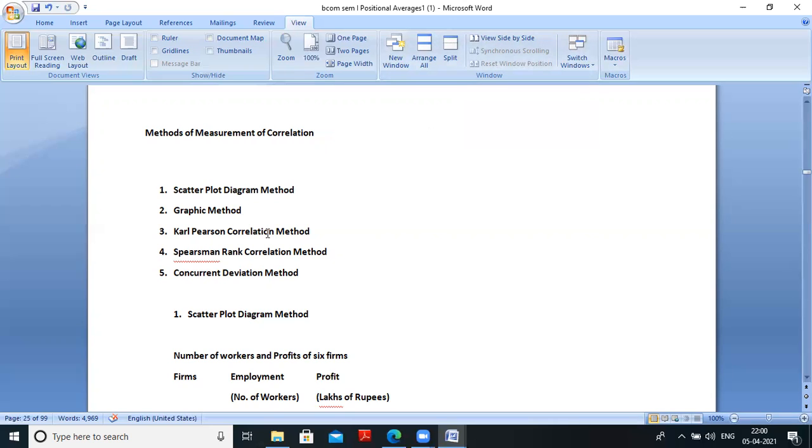And the Karl-Pearson correlation method is used when variables are metric. Spearman rank correlation method is used when the variables are non-metric, that is, ranks are given. Concurrent deviation method is also used when the variables are non-metric.